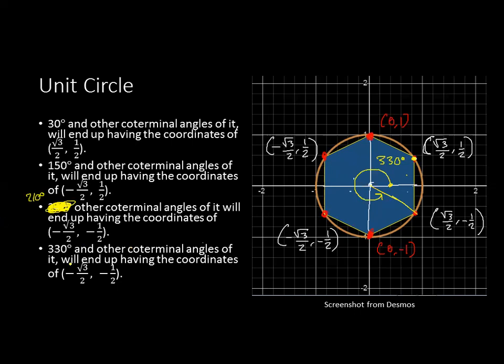Oh, wait, this is wrong. It's square root of 3 all over 2. Anyways, it's positive, okay? Positive square root of 3 all over 2.